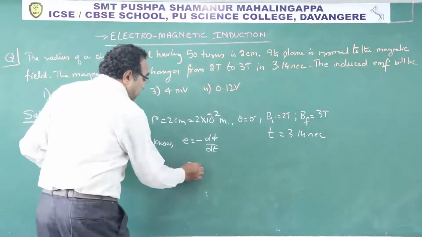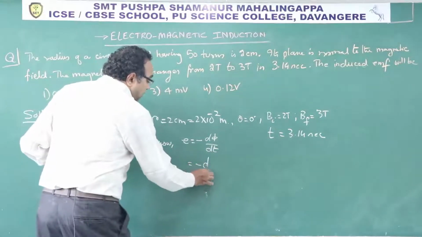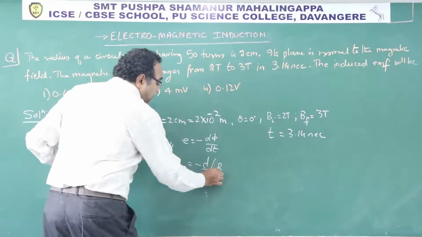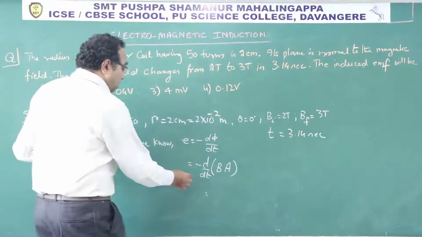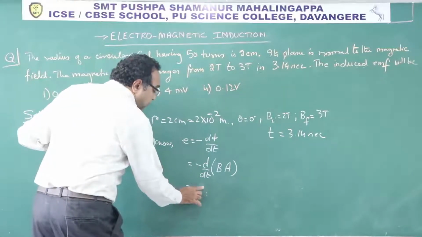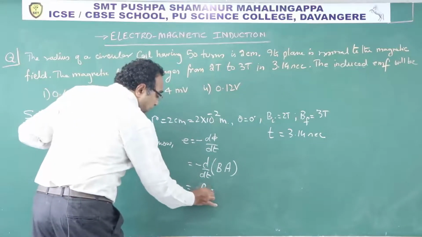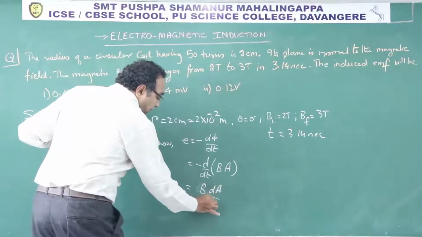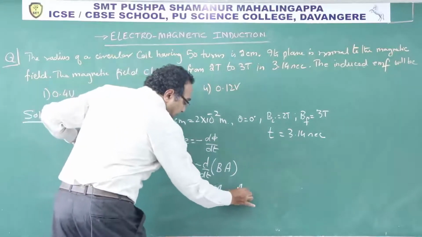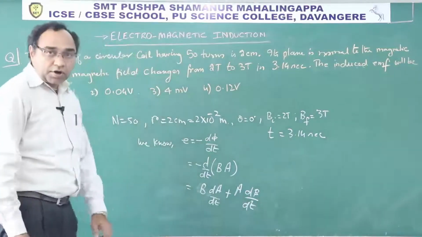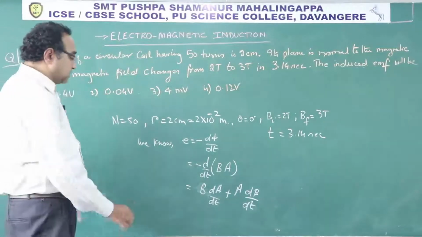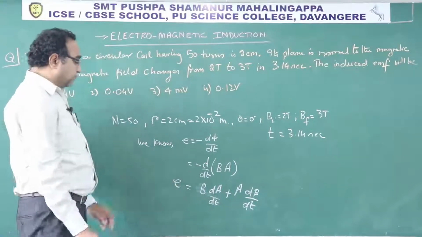So this is minus of d by dt of B into A, because cos theta is 1. So this can be said as B into dA by dt plus A into dB by dt. See, by applying product rule, very important. This is very important. Please understand this.